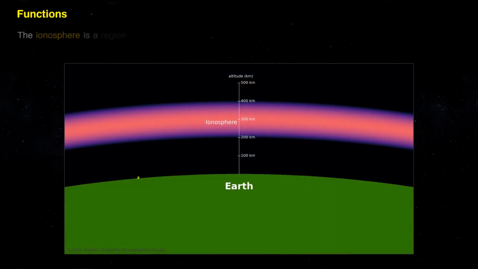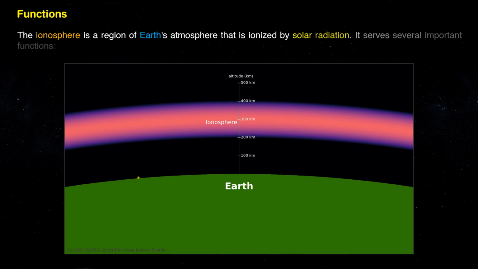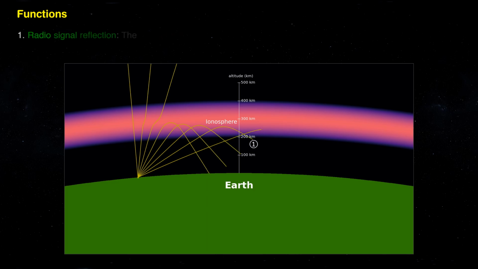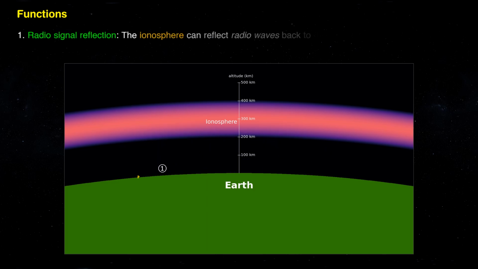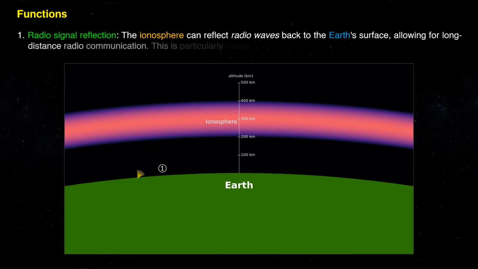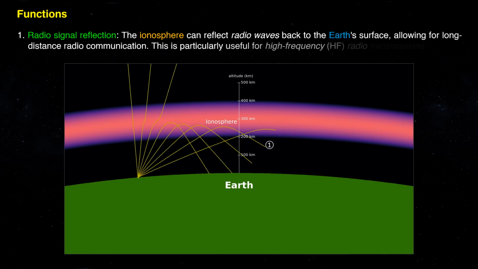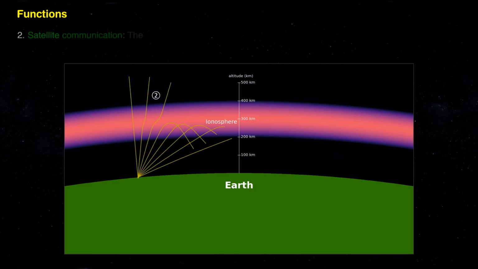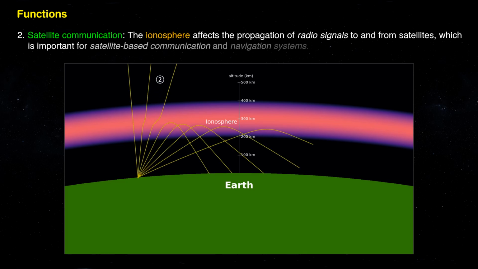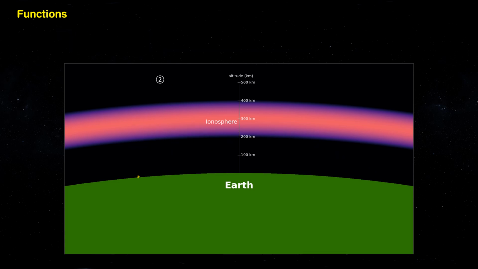The ionosphere is a region of Earth's atmosphere that is ionized by solar radiation. It serves several important functions. 1. Radio signal reflection. The ionosphere can reflect radio waves back to the Earth's surface, allowing for long-distance radio communication. This is particularly useful for high-frequency, HF, radio transmissions. 2. Satellite communication. The ionosphere affects the propagation of radio signals to and from satellites, which is important for satellite-based communication and navigation systems.